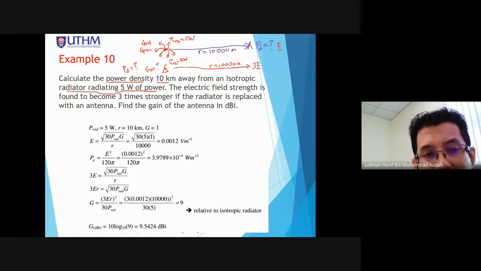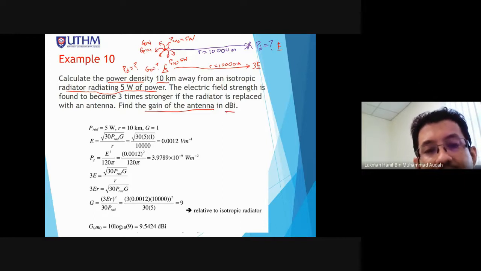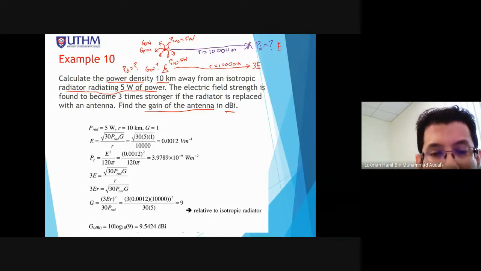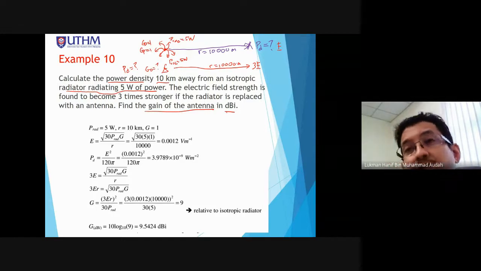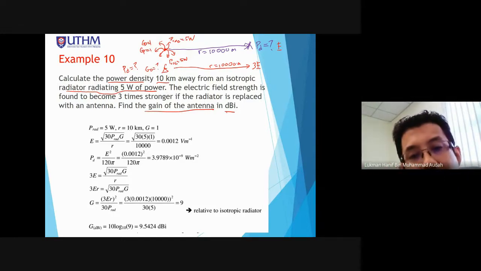For the real antenna, kita tak tahu berapa. Itu sebabnya dia suruh kira gain of the antenna in decibel. dBi adalah bermaksud decibel with respect to the isotropic radiator. Sama macam dBW, dB watt. Ini adalah dBi, dB isotropic, bermakna decibel with respect to the isotropic radiator.